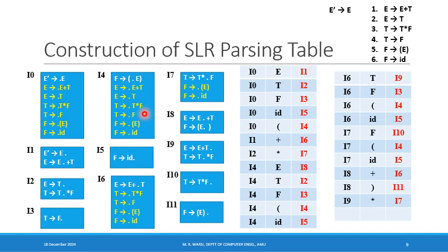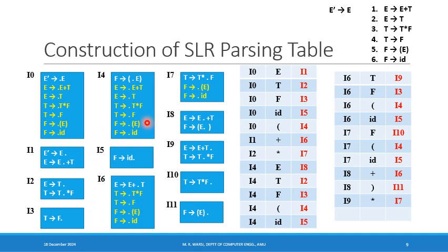From I4, in this LR0 item, I have capital F after the dot. So there will be a transition on capital F from I4. And from I4 on capital F, I'll go to the state which is containing LR0 item capital T derives F dot. And if we look at the existing states, there is already a state which is containing the same LR0 item. So from I4 on capital F, I'll go to I3 state.